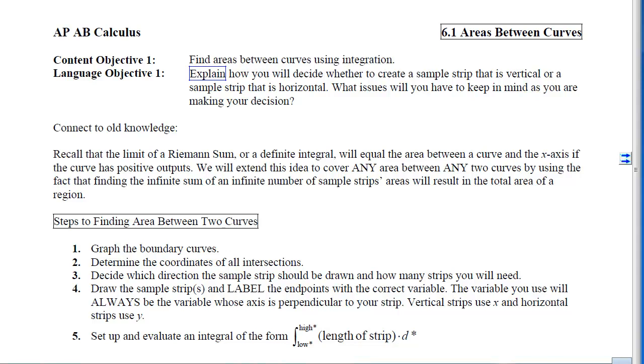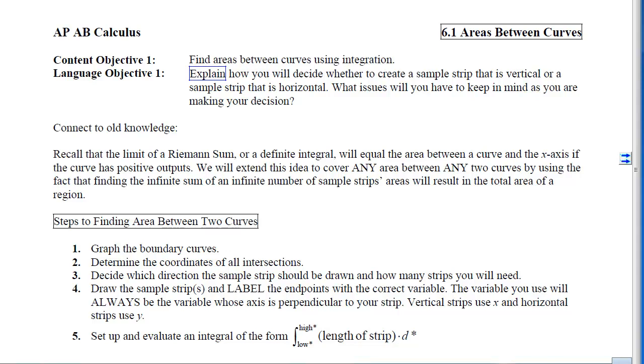The first is you need to graph the boundary curves at all times. You've got to graph them so that you know what's on top and what's on bottom, or which is to the right or which is to the left. The next step, step 2, is you need to determine the coordinates of all your intersections. This is critical because those coordinates are what will become the upper and lower limits on your integrals.